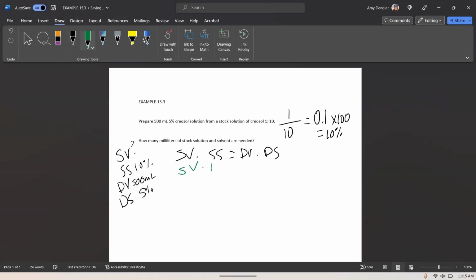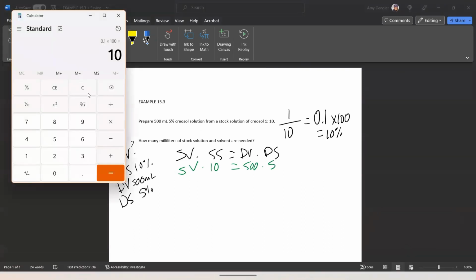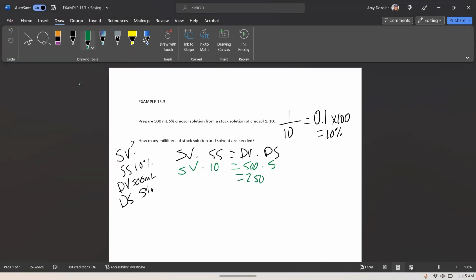So I'm just going to plug in my information. SV times 10 equals 500 times 5. I need to take care of the side with the multiplication first. So 500 times 5 is 2,500. Just going to rewrite everything again.